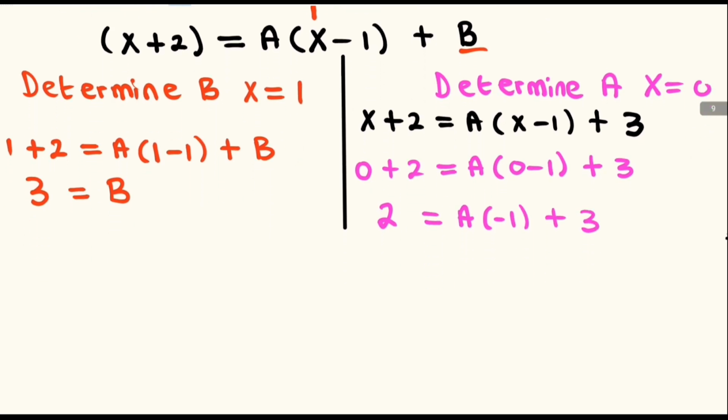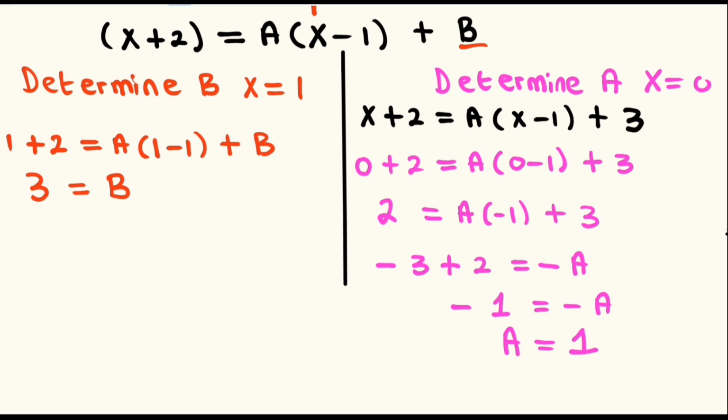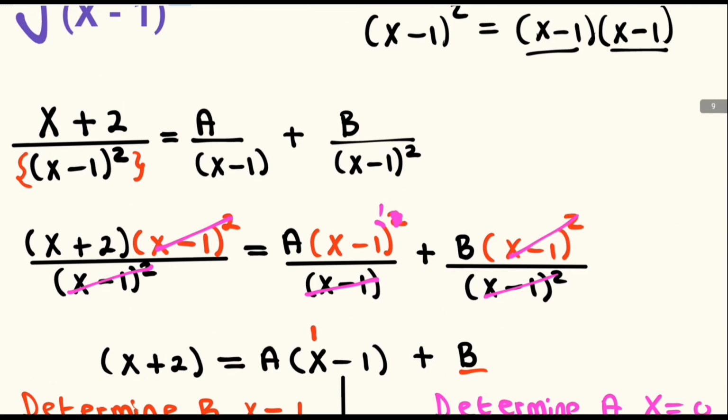We take the 3 to the left, where it's going to change sign to negative 3 plus 2. This will be equal to a times negative 1, which is equal to negative a. You have negative 1 on the left, which is equal to negative a. So our a will be equal to 1 after we divide both sides of the equation by negative 1. So we determine the value of b as 3 and the value of a as positive 1.